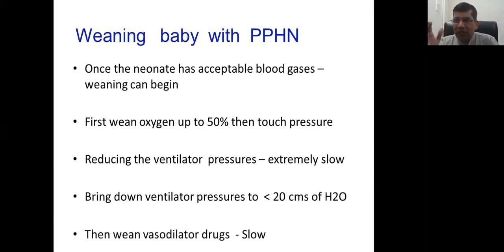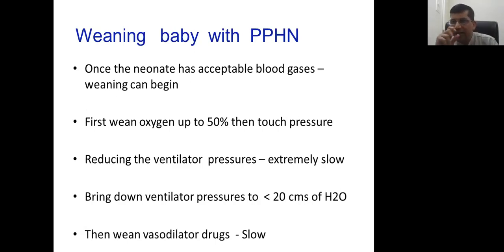Once the baby is stable, once you have acceptable gas, then start weaning. Now I have not touched the nitric, I'll come to the nitric later on, because that's where people will all think. Once my oxygen is less than 50%, then I touch the pressure or map. Till that time I don't touch. The pressure is extremely slow weaning, 1. If it is high frequency, map by 1. If it is PIP in conventional, 1 or 2 max, but I don't touch too much. Bring down the pressures to 18 to 20. Bring down the map in term babies to 8 to 9, in preterm up to 6, and then think of shifting to conventional, or then think of extubation.